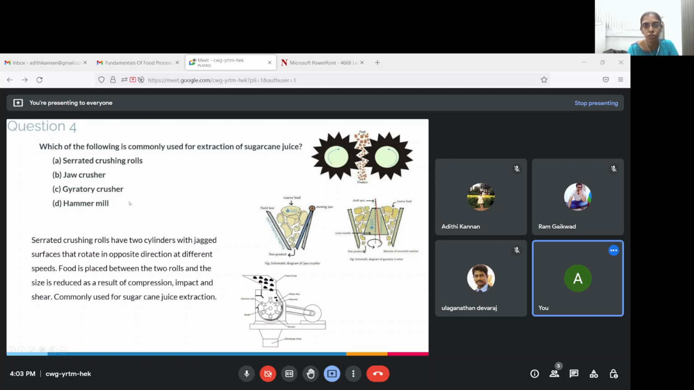So these are the four kinds of equipment discussed here, and sugarcane juice is actually extracted by serrated crushing rolls. So the answer to this question is option A. Can anybody tell me the difference between compression, impact and shear?